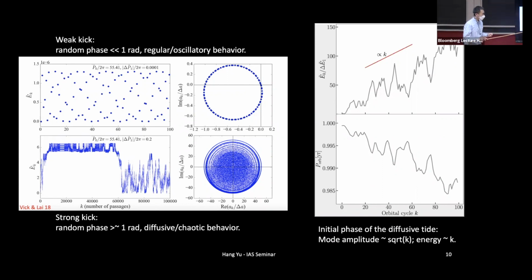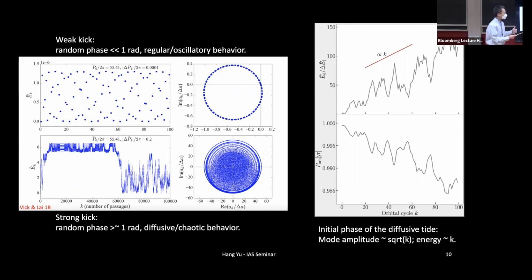But if the tidal kick is very strong and the resultant phase shift is greater than 1 radian, then the mode can actually evolve into a diffusive regime. So in the phase space, the complex mode amplitude will basically try to fill out the entire phase space accessible to it. And then in this plot, we show a zoom-in plot of the initial phase of this diffusive growth.